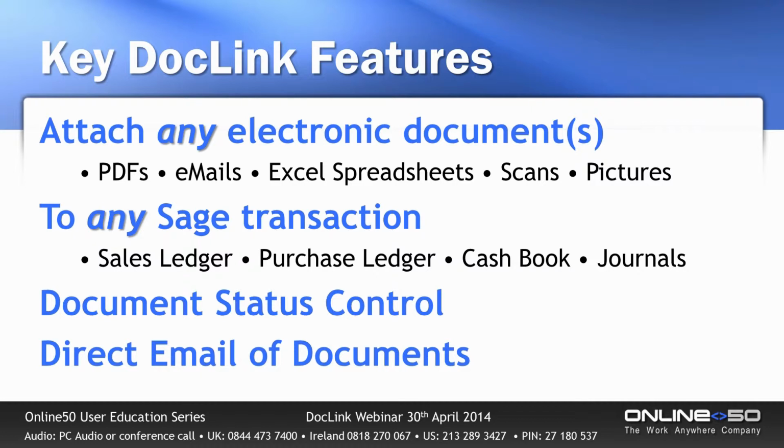The caveat with journals we should mention is that Sage stores a journal with each leg, each entry of the journal, as a separate transaction, and therefore if you save against the journal, you're saving against one of the legs of the journal.